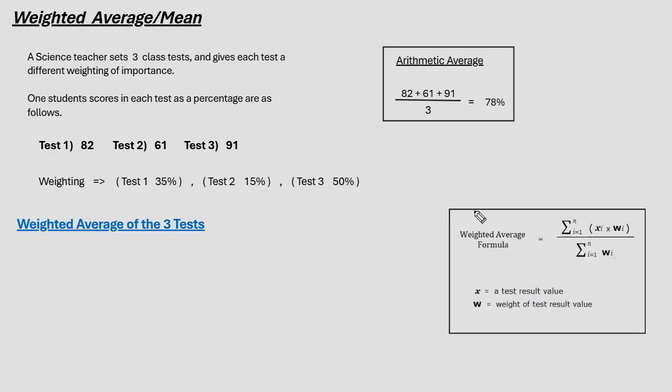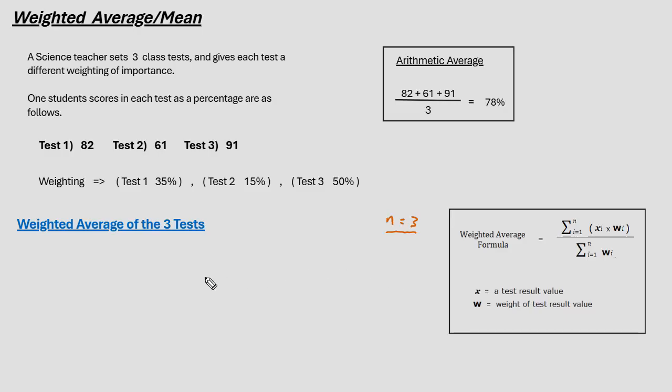In this formula, the x values are the quantities that we're working out a weighted average of. For us here, a test result value. And the w values are the weighting of each test result, each quantity. And firstly, n is the number of x and w values we'll be summing up. We have three tests, so n for us here is 3.